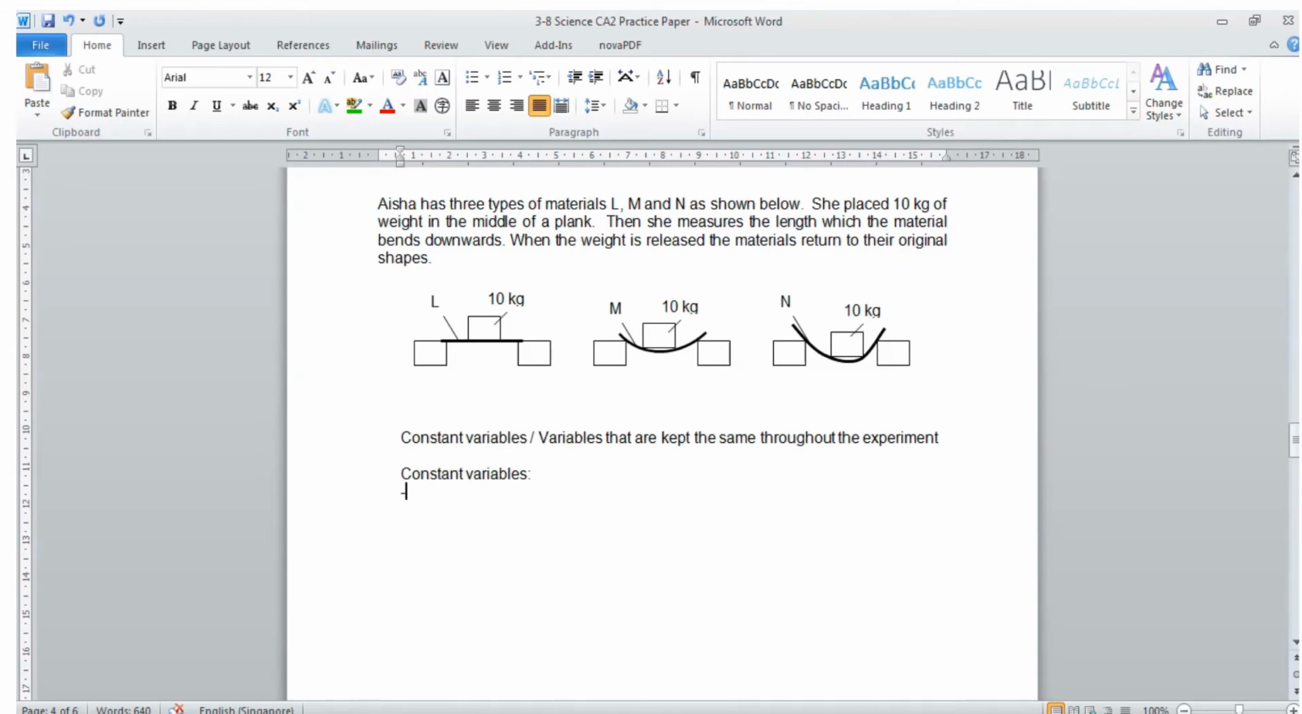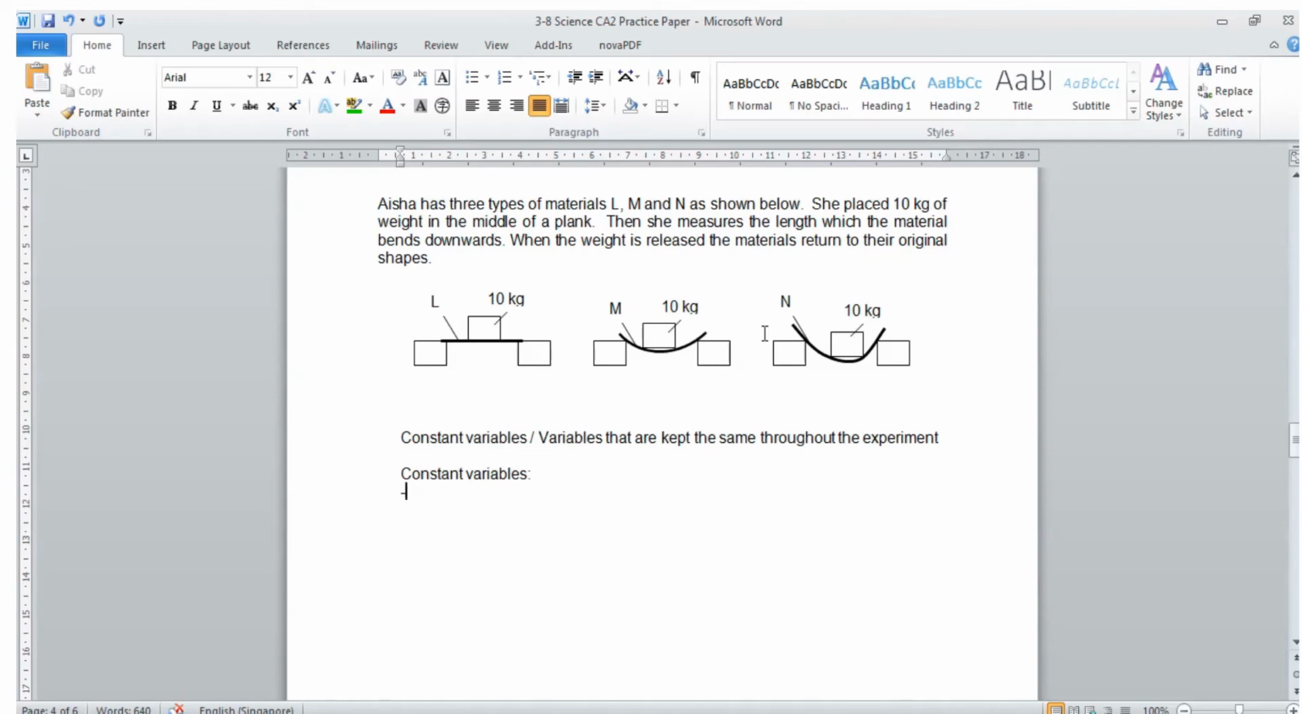For example, let me give you an example. If I have 10 kg, 10 kg, 10 kg here, and I change it to 10 kg, 20 kg, and 30 kg, am I able to tell whether the different types of material are flexible or not flexible? No, it will not be a fair test. Why? Because I'm changing the mass of the weights, and this will affect the results of the experiment. So your constant variables are those variables that actually can affect the results of the experiment. So that's why we are going to keep them constant.